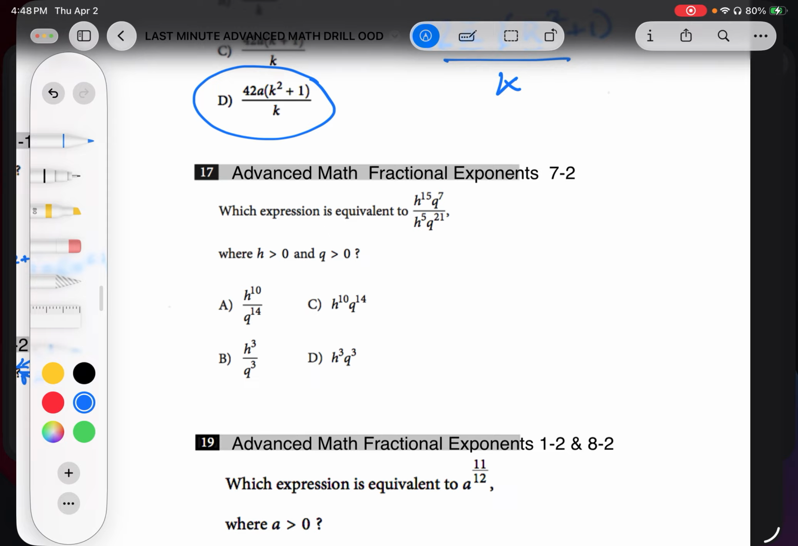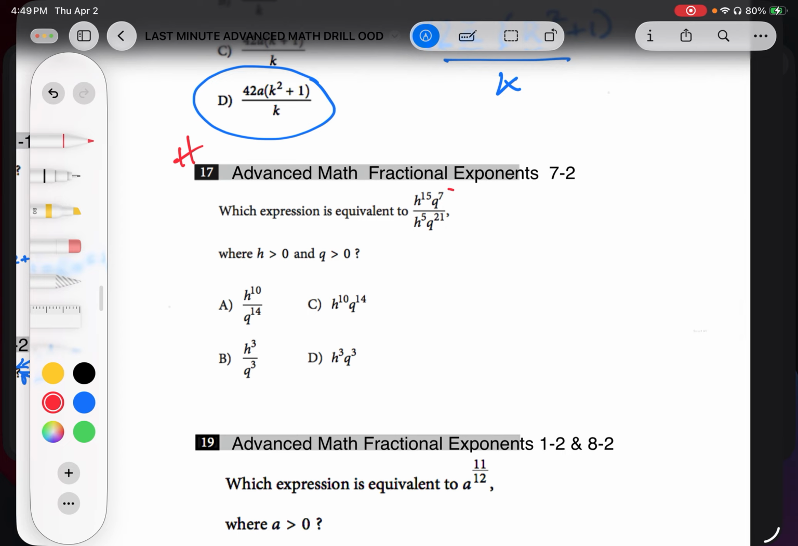All right, question number 17. I'd say this is a hard question. A lot of students get locked up on this. Now, remember we were multiplying exponents with like bases. Well, what do you do when you divide? I'll give you a little example. No, you know what? I'll just use the question.